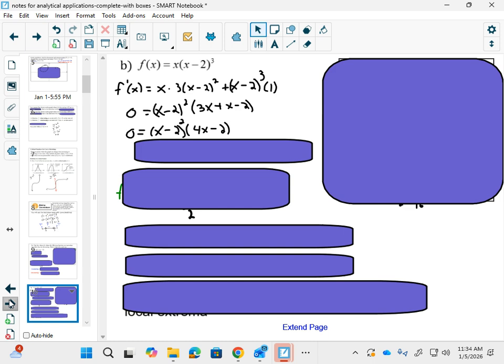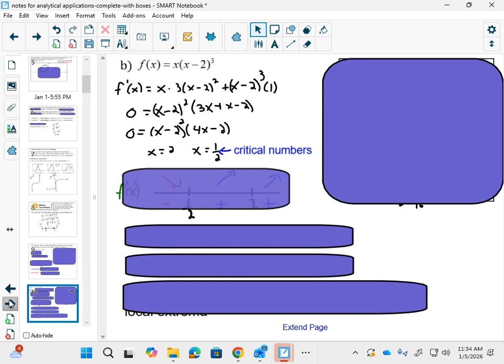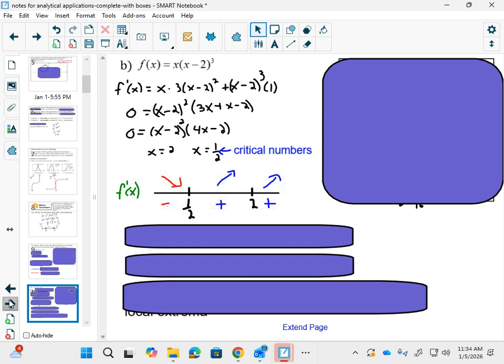And if I have it factored this way, I get two critical numbers. X equals 2 and x equals 1/2. Calculus says, let's make a sign diagram with those two numbers. So make a number line, put 1/2, put 2. And then on your number line, the number that I would pick less than 1/2 would definitely be 0.